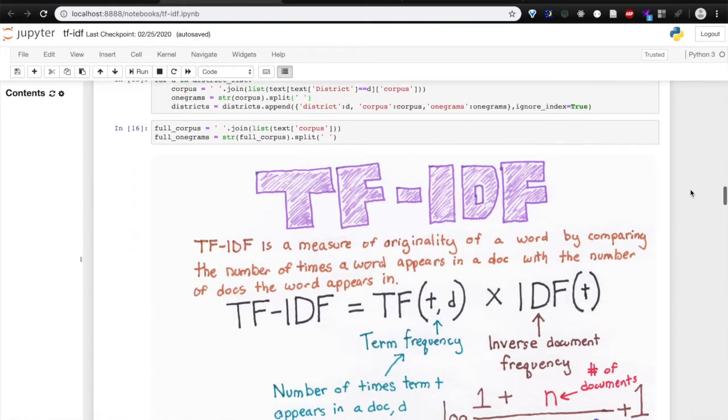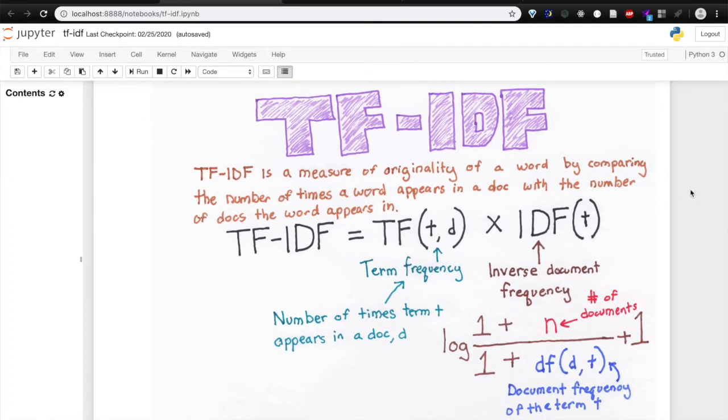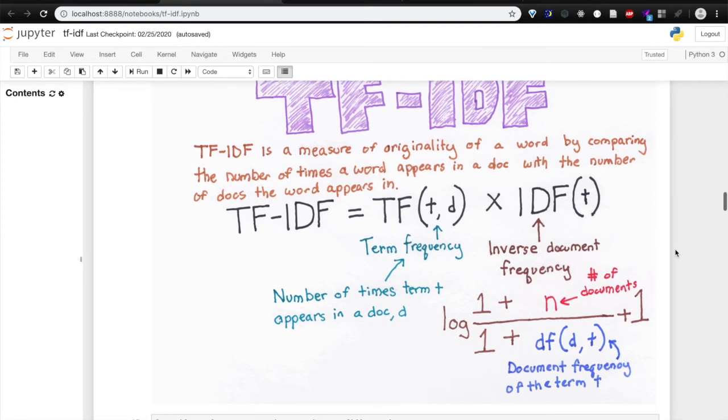So what we do next is a TF-IDF approach. So it's a measure of the originality of a word, comparing the number of times that word appears in a document, in this case a single community visit, with the number of visits that word appears in overall.